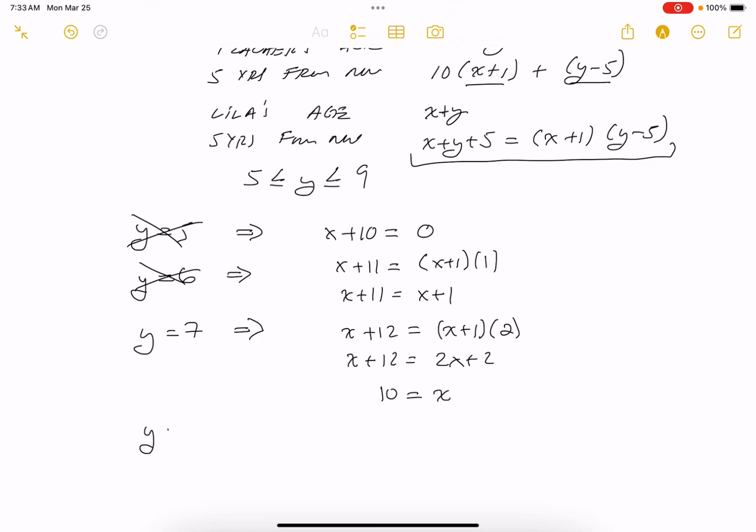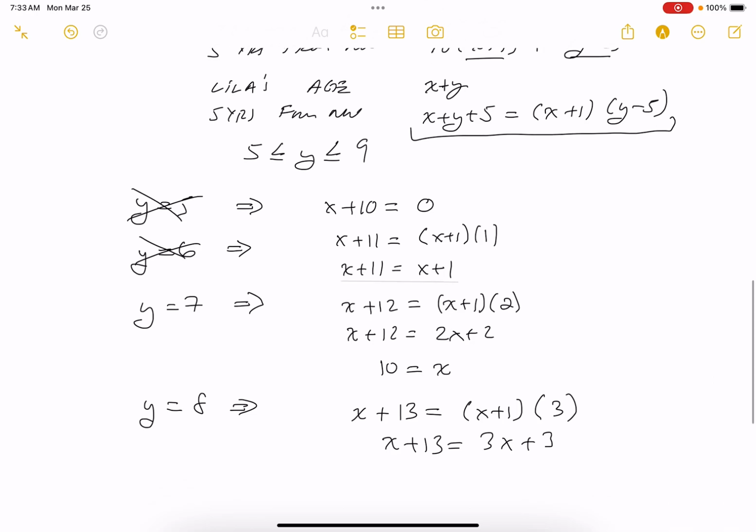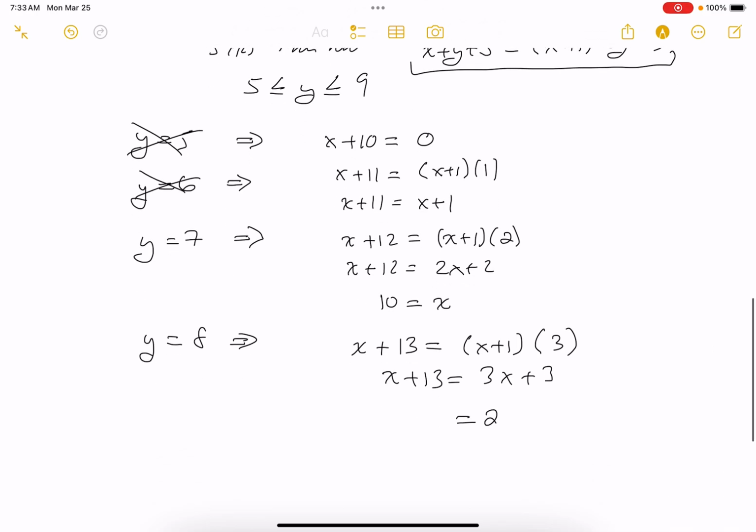Let's do y equals 8 now. What do you get there? Let's see. X plus 13 equals x plus 1, and then you get 3. Let's write this down. You get x plus 13, 3x plus 3, and then when you get there, you get 2x equals 10, x equals 5. All right, got another one. All right, let's see what's happened over here.